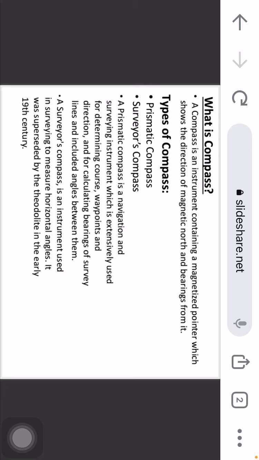Okay. So compass is an instrument which contains the magnetic needle. Using that magnetic needle we will be considering the north, south, east and west poles of the earth, and we will be measuring the angular measurements by using the compass. In compass we have different types of compass available. Before going to the different types of compass, let us see how the compass looks.